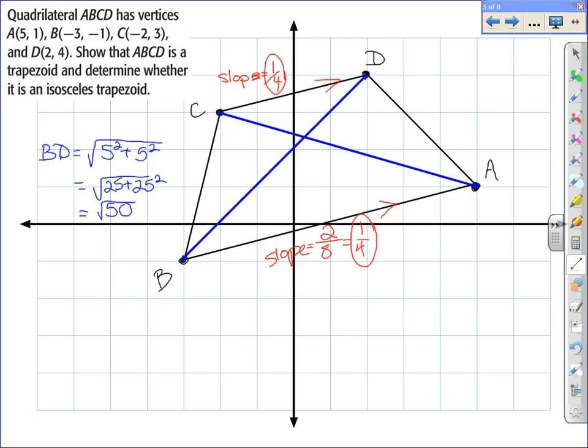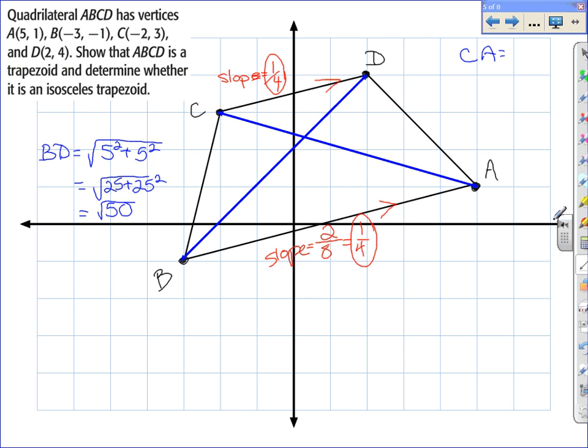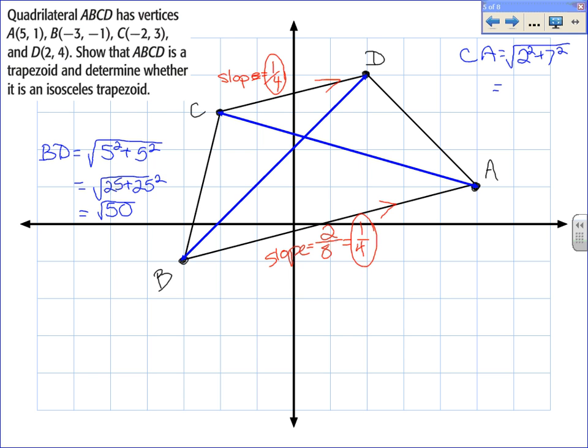Now I need to check from C to A. Again, I start at C, and I count down 2 and to the right 1, 2, 3, 4, 5, 6, 7. So C to A would be the square root of 2 squared plus 7 squared. Now 2 squared is 4, and 7 squared is 49. 4 plus 49 is 53.